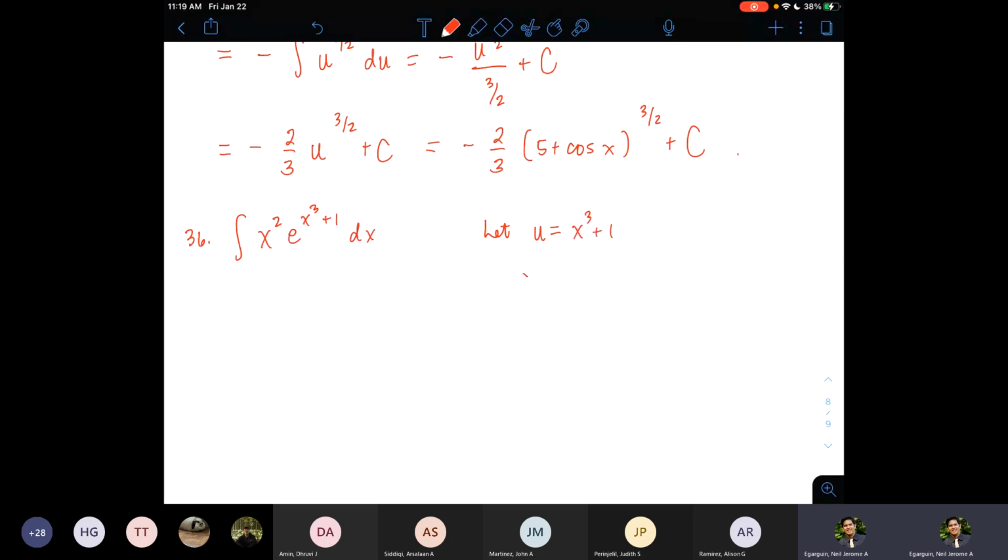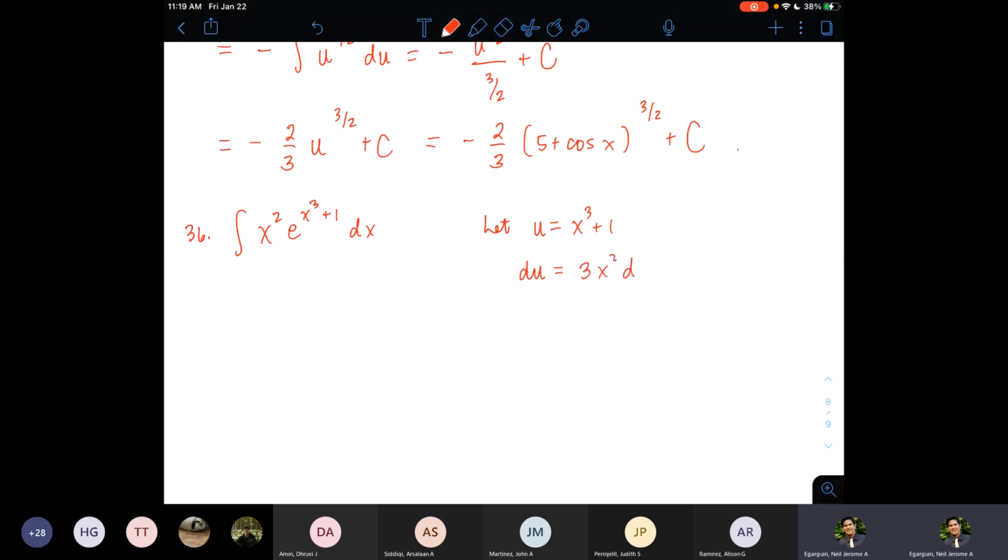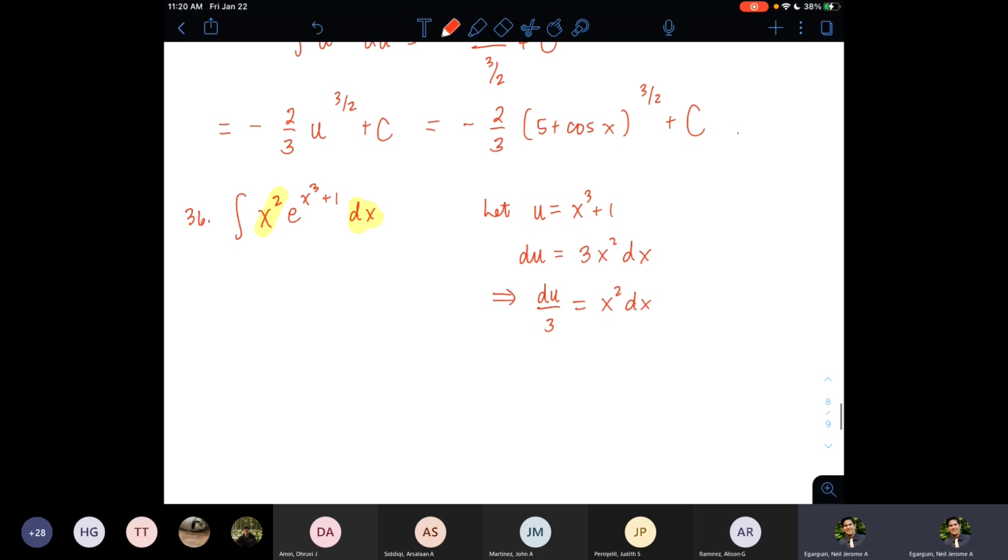Okay. And that will give us what? du equals 3x squared dx. Again, if I look back at the integrand, I already have the x squared here. I have the dx. I'm missing the 3. But we learned that that's not a problem. I can divide both sides by 3. So I'll have this guy. Okay. So the highlighted expressions will be replaced by du over 3.